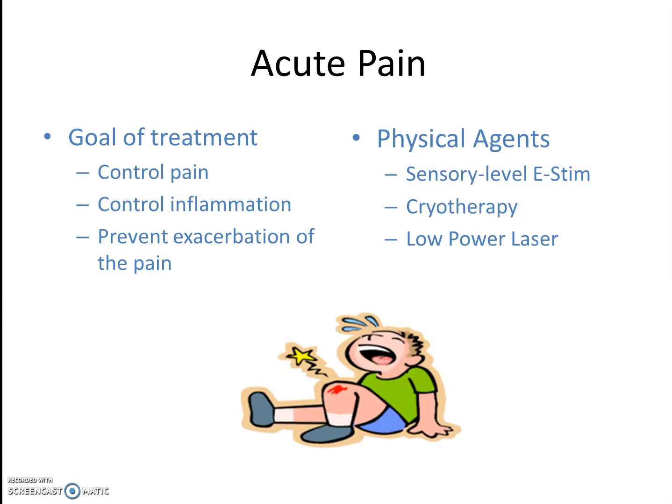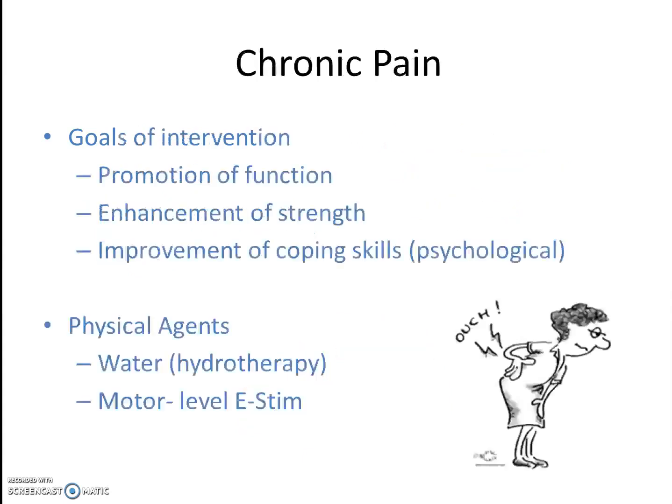The physical agents that we often use are going to be our sensory level E-stim, which is our electrical stimulation, cryotherapy, as well as low-level laser light therapy. The way that this works, our sensory level electrical stimulation modifies the transmission at the level of the spinal cord or stimulates the release of endorphins within the body. Our cryotherapy, again, is thought to modify the transmission of pain signals to the spinal cord by either slowing it down, blocking the nerve conduction, or by controlling inflammation.